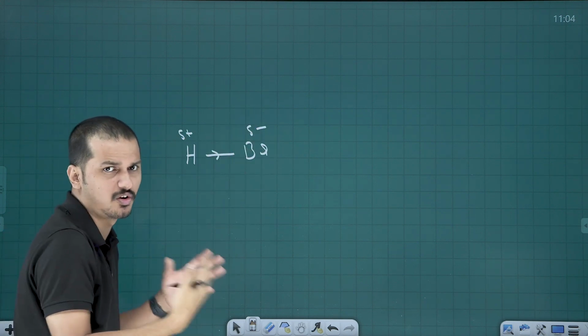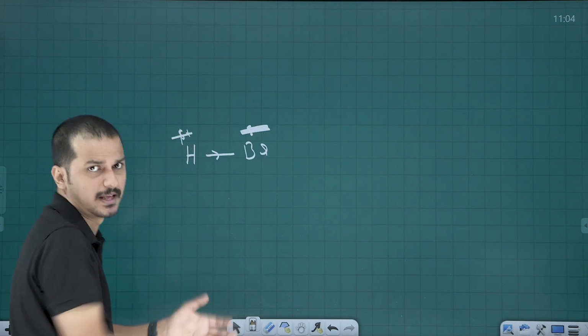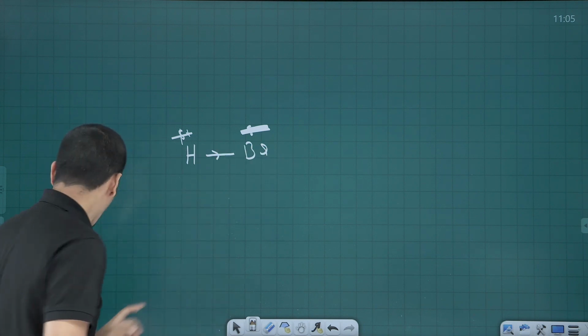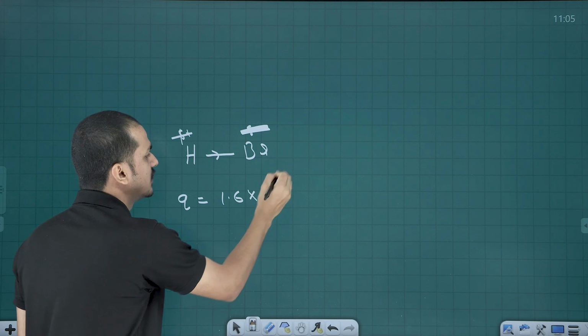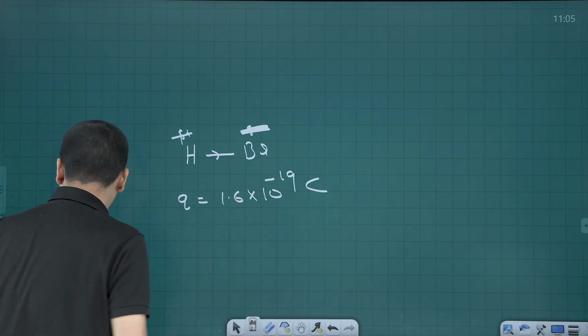Only one electron will be there. Consider 100%: this will be getting minus, this will be getting plus. So only minus 1, which means 1 electron, they will get. One electron means what's the charge? Q equal to 1.6 into 10 raised to minus 19 coulomb. That modulus value we need, okay, coulomb.